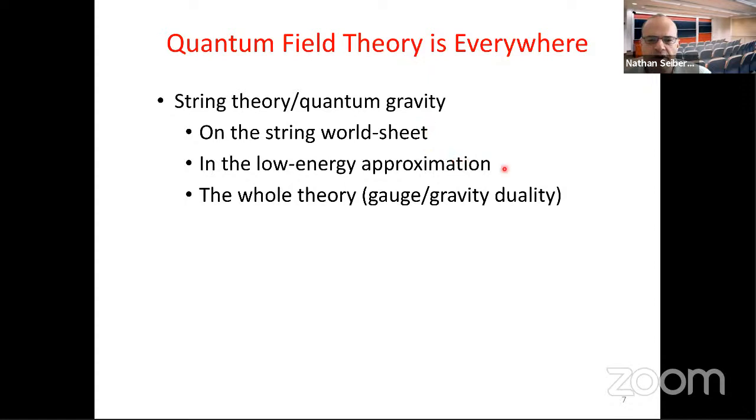The second is the low energy approximation. If we look at string theory at very low energies, it behaves a lot like quantum field theory. In fact, this is one of the reasons string theory is so exciting. It's exciting because we know that at low energies, it's going to look like quantum field theory, and we know that quantum field theory describes our universe very well. So this is already a success of string theory. And finally, in some cases, quantum field theory gives us a complete description of the whole system, including gravity. So these are three distinct applications.